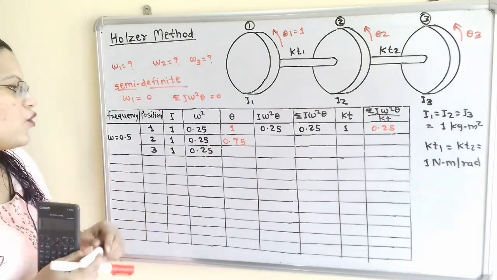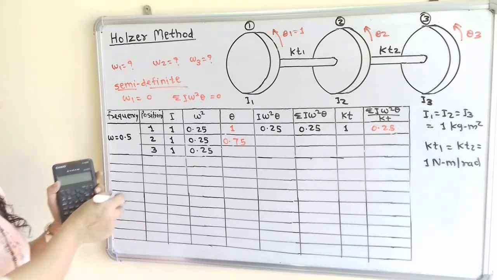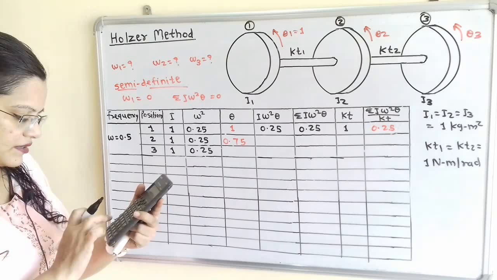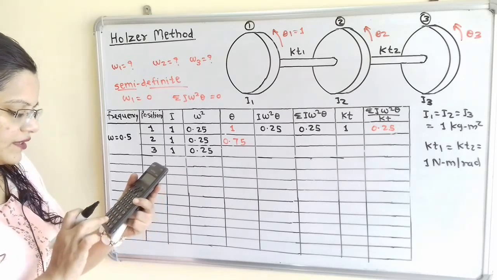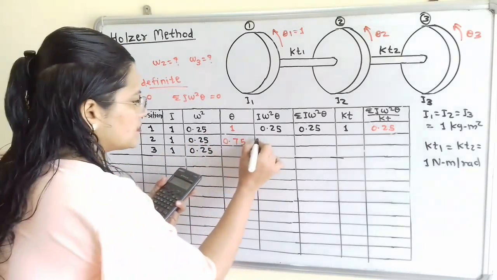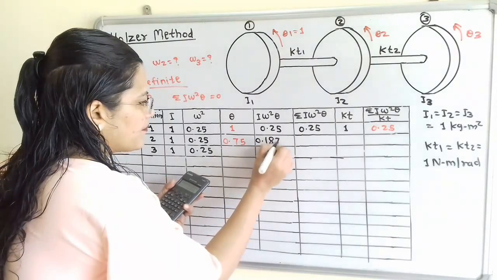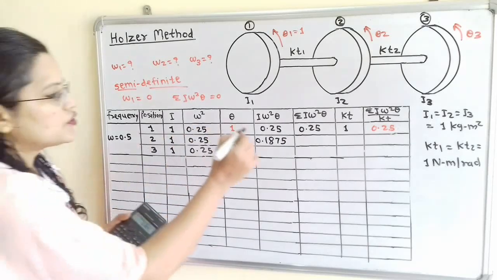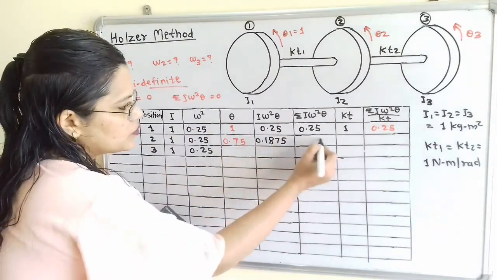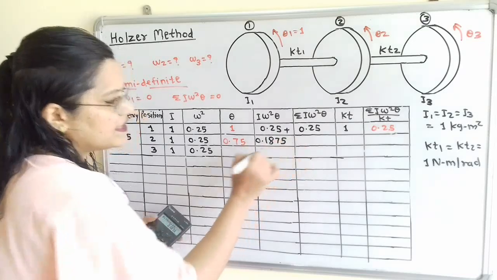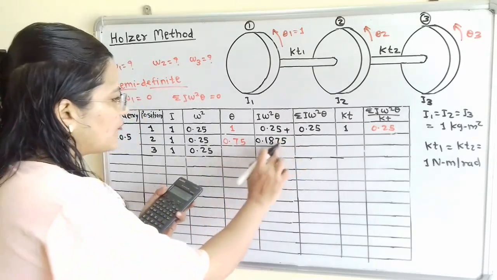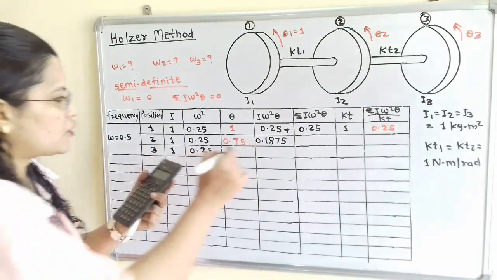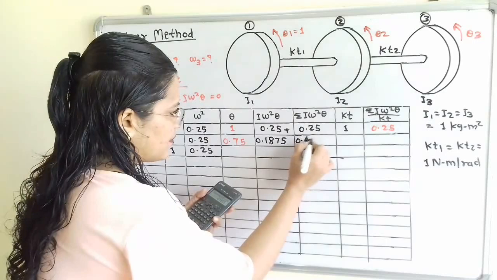Now next is I omega square theta. So if we observe, here is I omega square theta. So 0.75 multiplied by 0.25, that is 0.1875. Now next is summation of I omega square theta. So we have to add these two values to write here. So just I will write here plus sign. So 0.1875 plus 0.25, that is 0.4375.